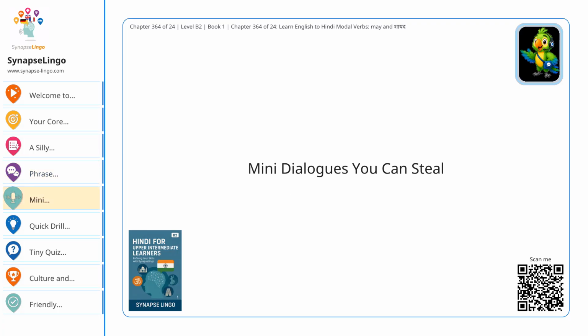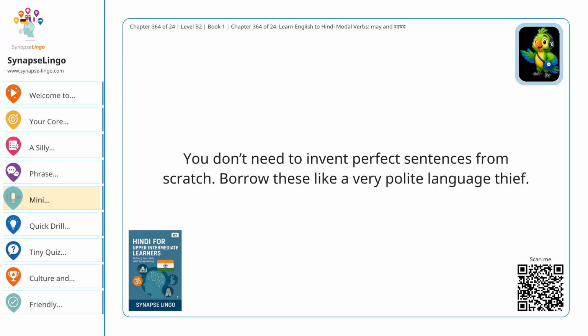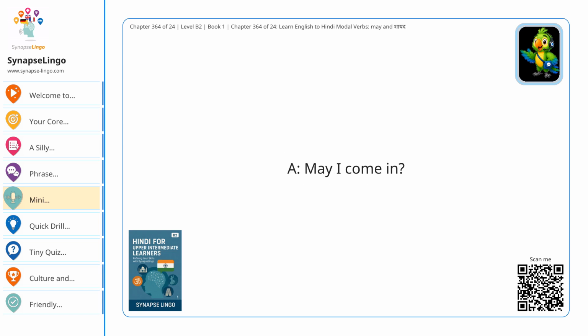Mini dialogues you can steal. You don't need to invent perfect sentences from scratch. Borrow these like a very polite language thief. A. May I come in? B. हाँ, तुम आ सकते हो. Base study word. saknā.